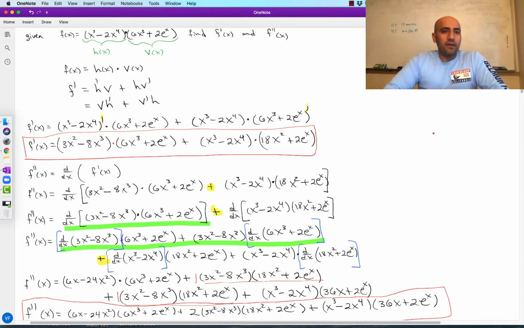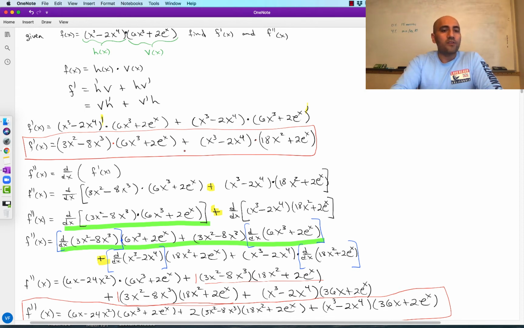Okay, so given that our function f of x is equal to x to the third minus 2x to the fourth times 6x to the third plus 2e to the x, and we want to find the first and the second derivative, then this is how we do it. Our first derivative is in this red box here. It's a straightforward application of our product rule.